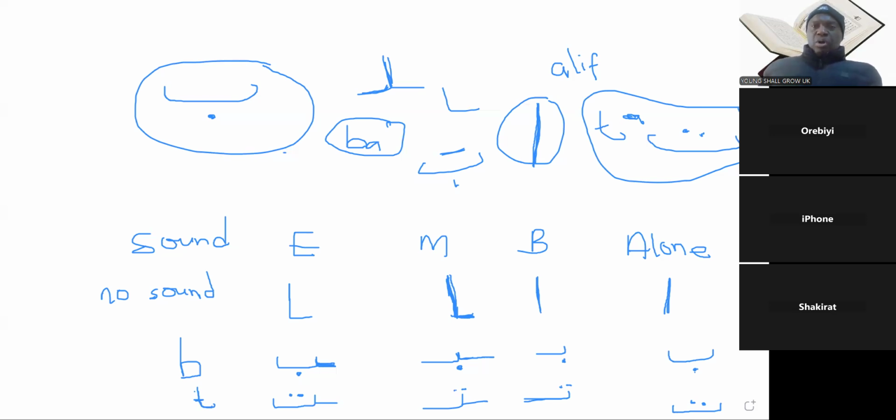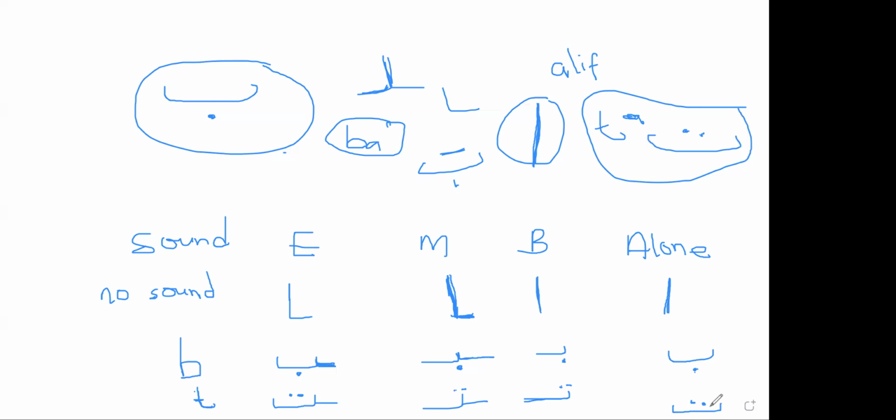So, it's called Ta, but the sound is T. What is the first letter called? Alif. And what is the sound? No sound. The second letter is called Ba. And what is the sound? B. Just letter B. The third letter is what? Ta, but what does it sound like?